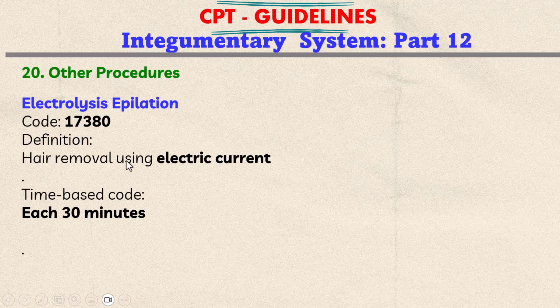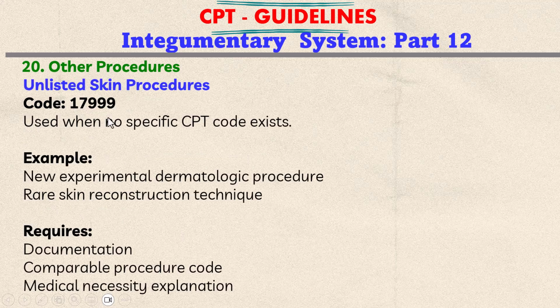Here the hair removal using electric current is called electrolysis epilation. So this code is time based. So for each 30-minute slot you have to use one code. And finally, the unlisted skin procedure. So there's one code, that is 17999, used when no specific CPT code exists. For example, new experimental dermatologic procedures, rare skin reconstruction techniques. So it requires documentation, a comparable procedure code, and a medical necessity explanation.